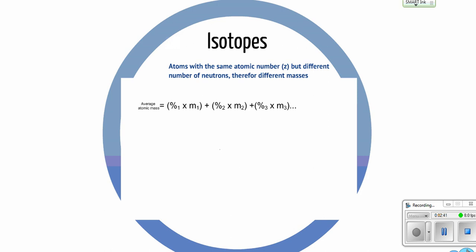To determine the average atomic mass, you take the percent abundance, or how often that particular isotope occurs in a sample, and multiply it by its mass. You add to it the percent abundance of another isotope times its mass, plus the percent abundance of a third times its mass, and so on and so forth until you have accounted for all of the isotopes. The greater the percent abundance, the greater the effect that isotope has on the mass.